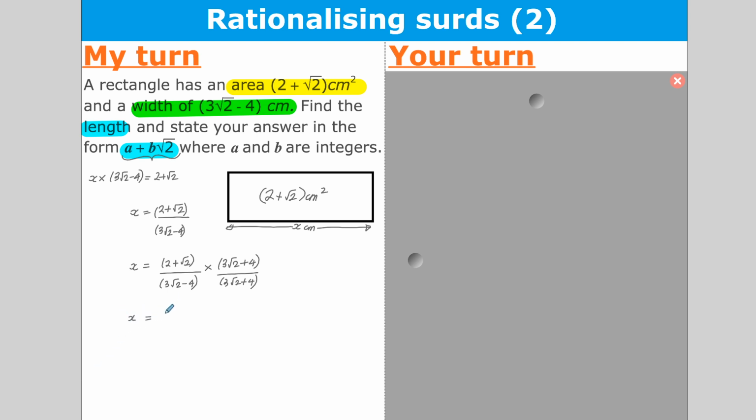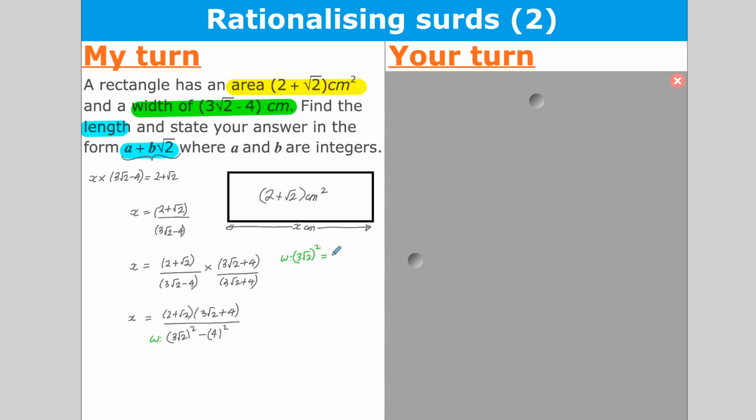Okay, so let's see if we can do that on the top. What we've got on the top is 2 plus root 2 multiplied by 3 root 2 add 4. And on the bottom, we've got a take away b multiplied by a plus b. So that's going to give us a squared take away b squared, difference of 2 squares, where a is 3 root 2 all squared, take away b squared, which would be 4 all squared. Now this is where we've got to be careful. I'm going to do some separate working here. 3 root 2 squared. I'm going to go over here and work that out just to make sure I'm not doing it in my head and making mistakes.